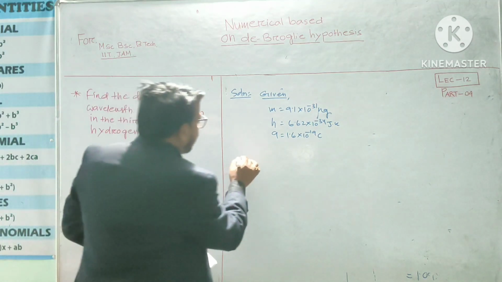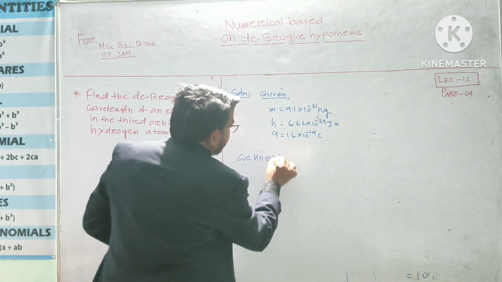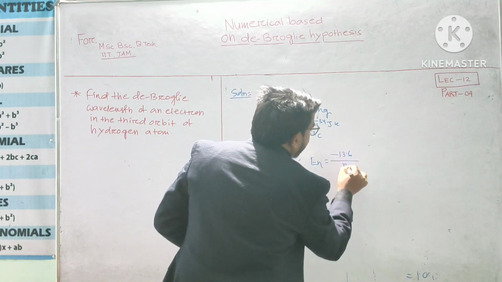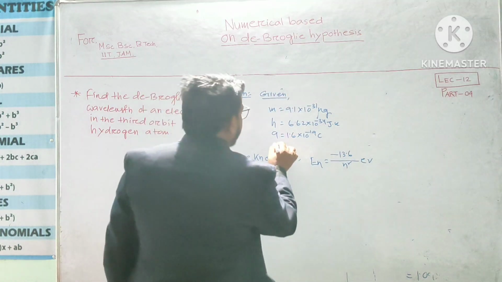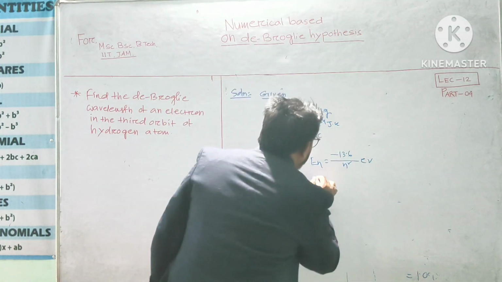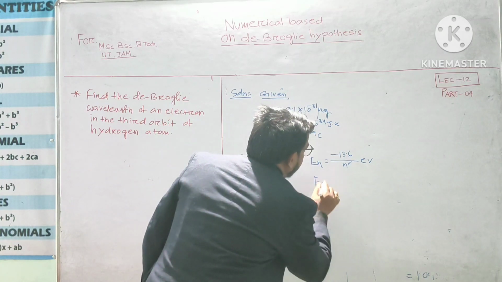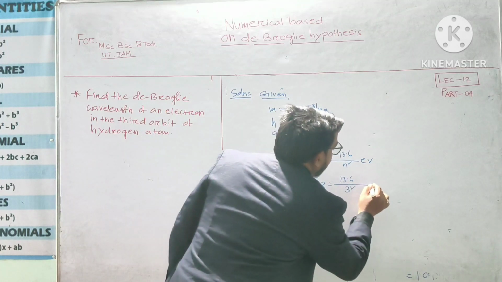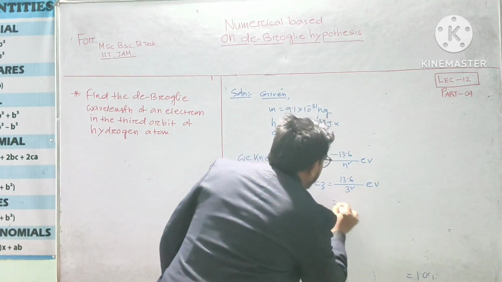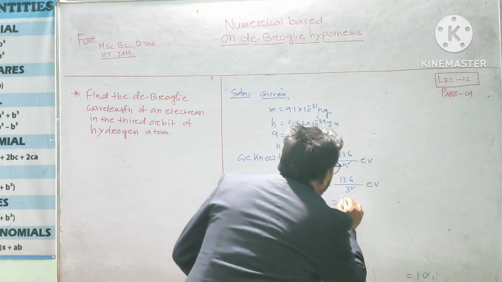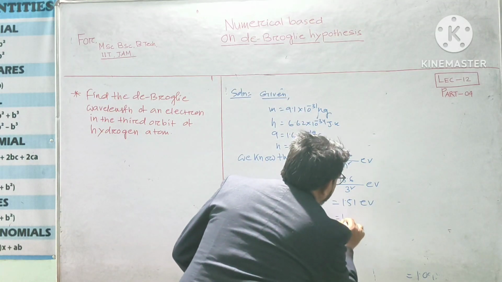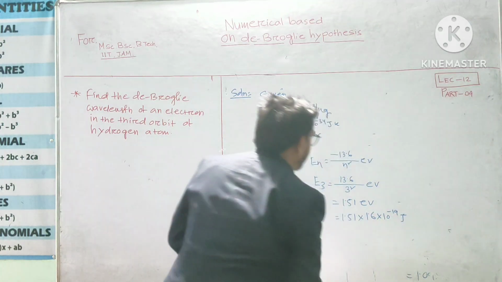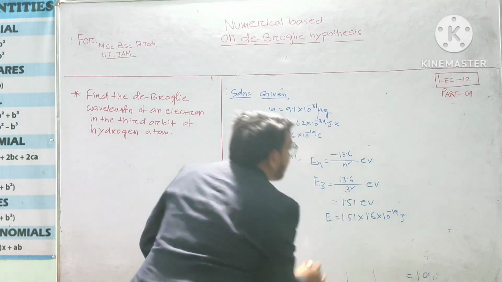Okay, so we know that En equal minus 13.6 divided by n square electron volt. Okay, so n equal orbit number 3, so we can write E3 equal, minus, we can ignore, okay, so 13.6 divided by 3 square electron volt, and this is equal to 1.51 electron volt, and we know that 1 electron volt equal 1.6 into 10 to the minus 19 joules. So this is the energy associated with the third orbit of Bohr.